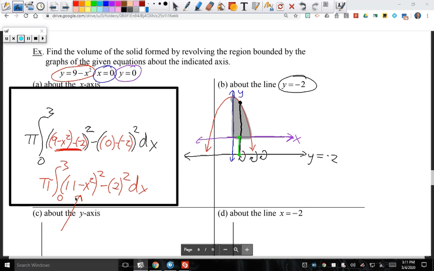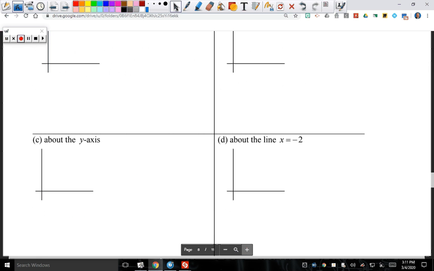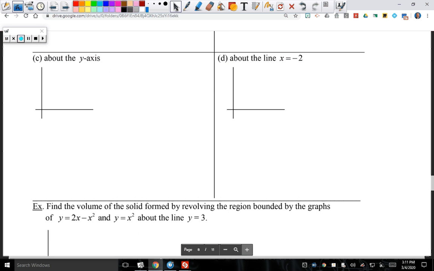Questions? Alright, so we're going to do 2 more, now at a faster pace. Let's see if you can see it without having to draw too much information. I keep doing this because I want you to see what the steps are so that you know how to write them out. Here we go. So 9 minus x squared, x equals 0, y equals 0. The shaded region bounded is here. And this time we're going to revolve it about the y-axis.